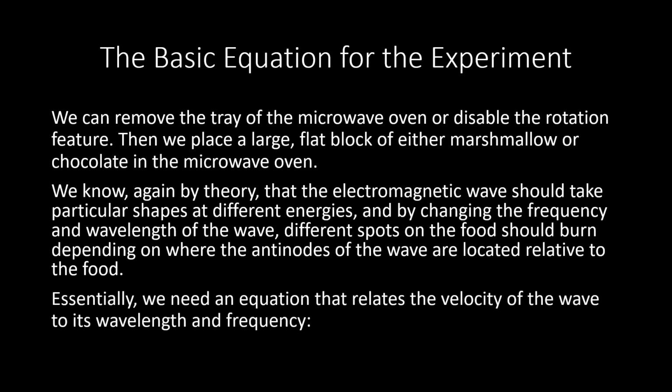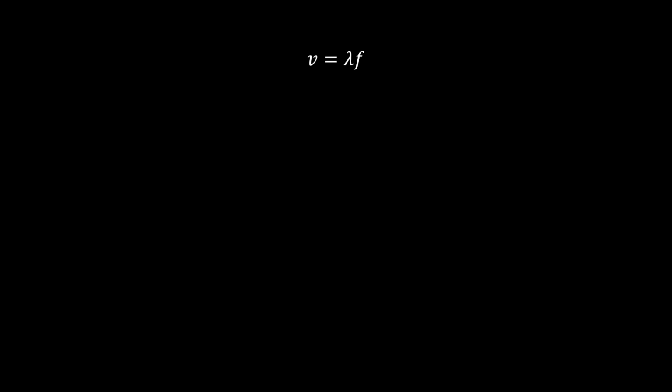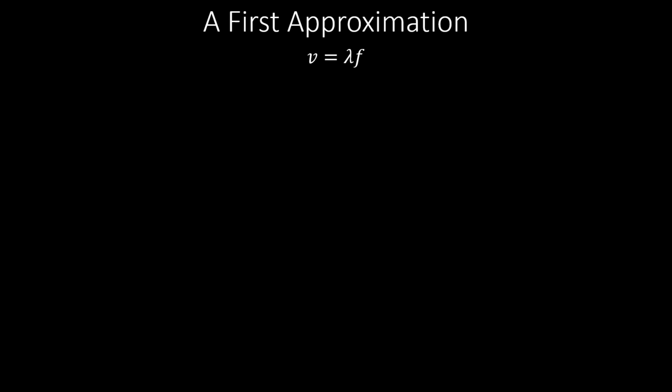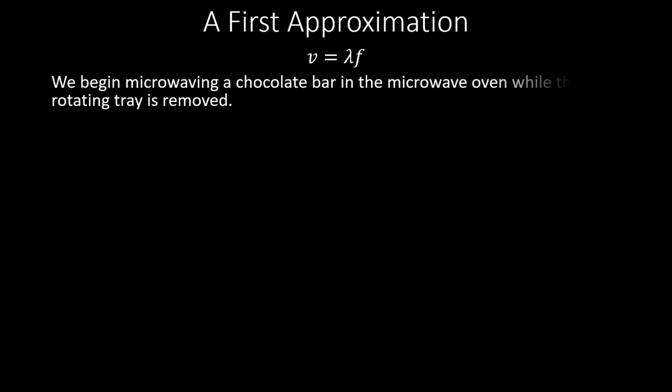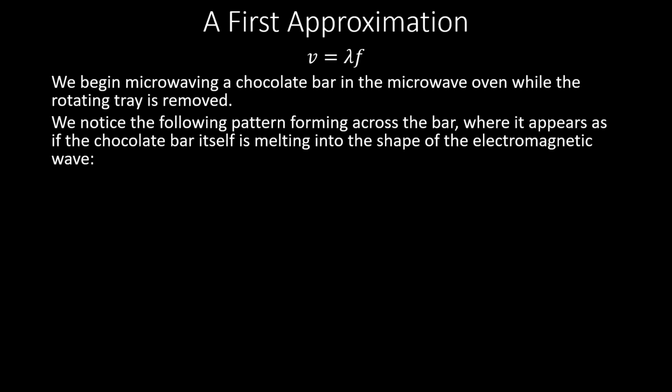Essentially, we need an equation that relates the velocity of the wave to its wavelength and frequency. Of course, that's the fact that velocity is equal to wavelength times frequency. How convenient. Let's go ahead and try a first approximation to get the speed of light, or get as close as we can to it. So we begin by microwaving a chocolate bar in the microwave oven while the rotating tray is removed. We notice the following pattern forming across the bar, where it appears as if the chocolate bar itself is melting into the shape of the electromagnetic wave that we saw earlier.